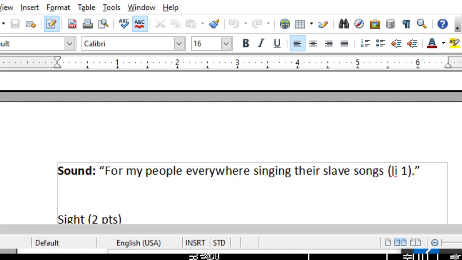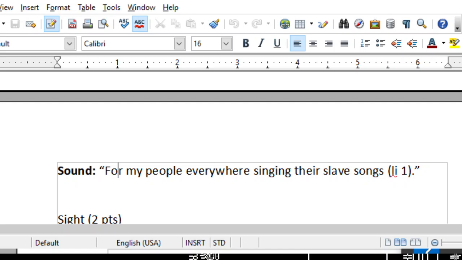from the poem that appeals to my sense of sound. And here's the line: "For my people everywhere singing their slave songs." I could imagine hearing people singing slave songs. Songs like Wade in the Water. So I chose that as an example of sound.